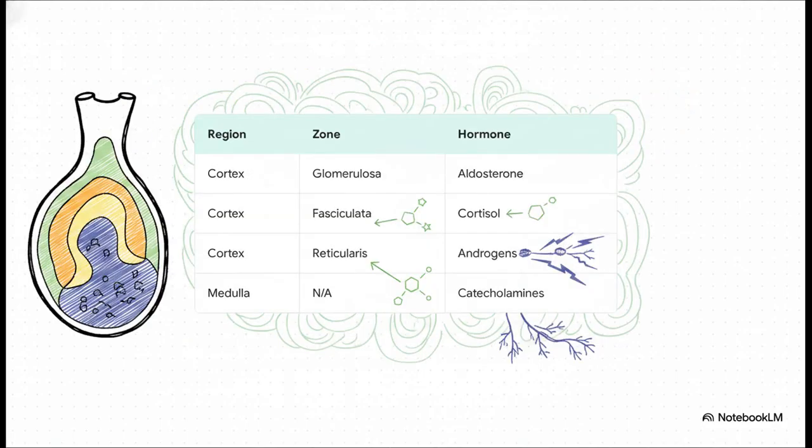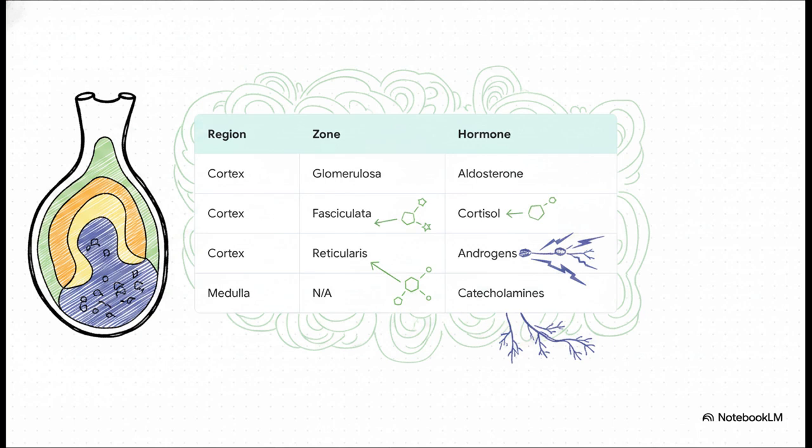Okay, consider this your ultimate clinical cheat sheet. You really have to conceptualize the adrenal gland as two completely distinct organs wrapped into one package. The outer cortex, which comes from the mesoderm, has strict zones: the glomerulosa for aldosterone, fasciculata for cortisol, and reticularis for androgens. The classic memory trick here is GFR stands for salt, sugar, sex.